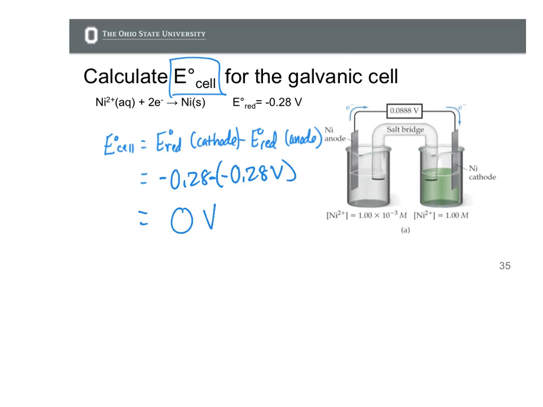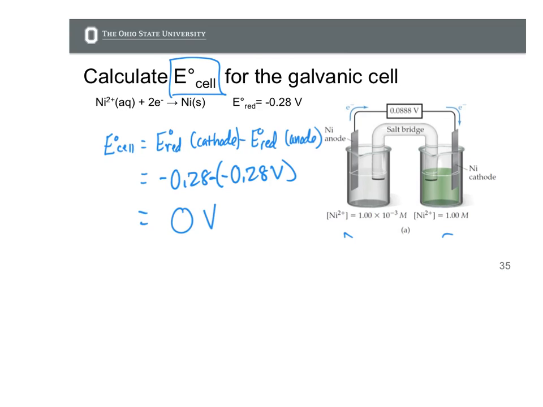So just given our standard reduction potential, what this is telling you is that if you had 1 mole per liter in each of the half cells, this wouldn't work. This wouldn't do anything. But why does this actually work?